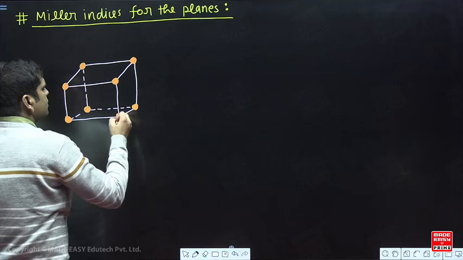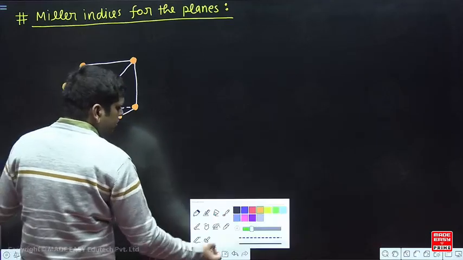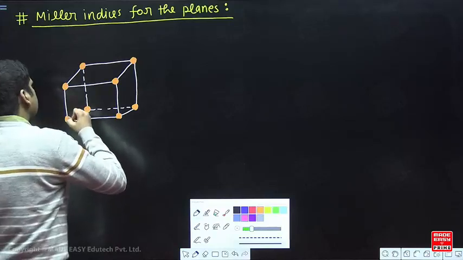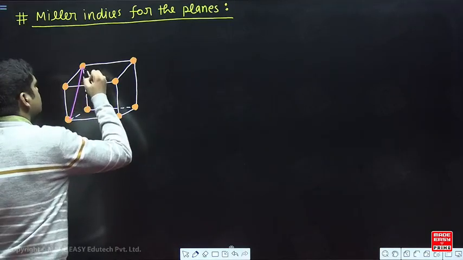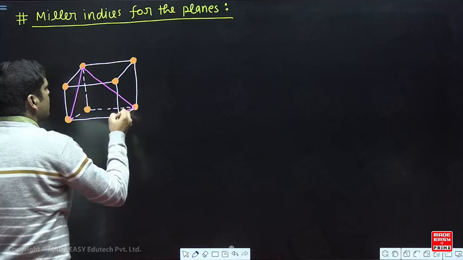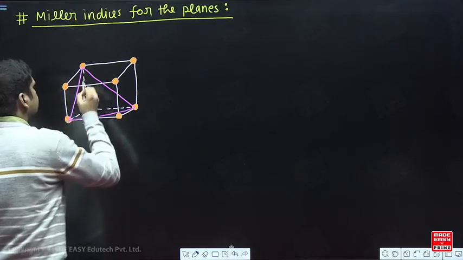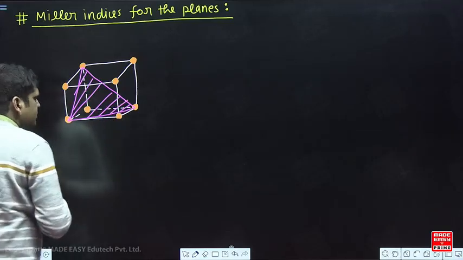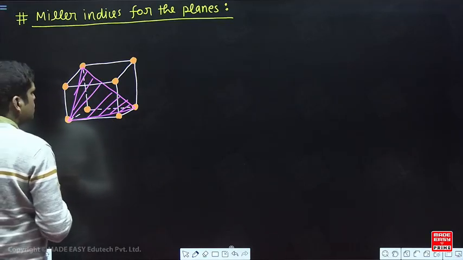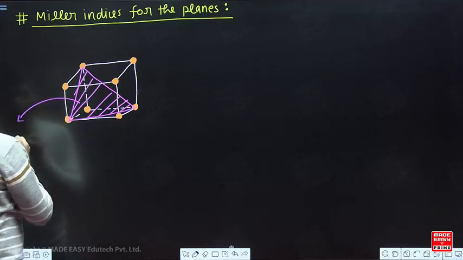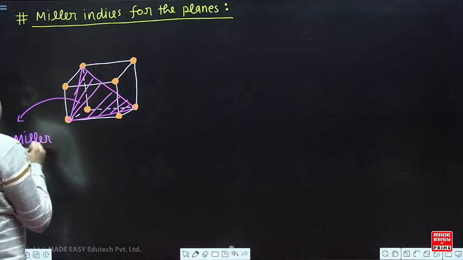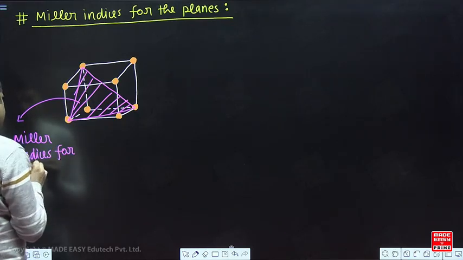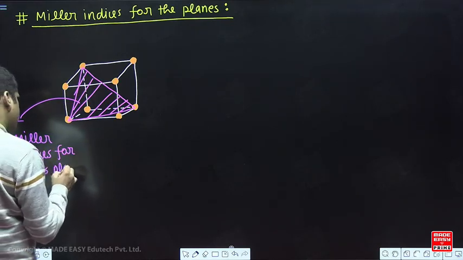Now suppose they ask you the Miller indices for any plane. Let us suppose I am giving you this plane and they are asking Miller indices for this plane. Any plane they may ask. So you have to find out Miller indices for this plane. How can you calculate?